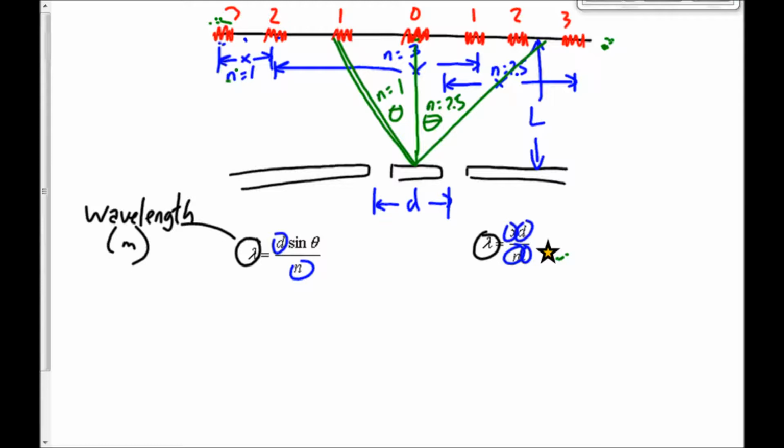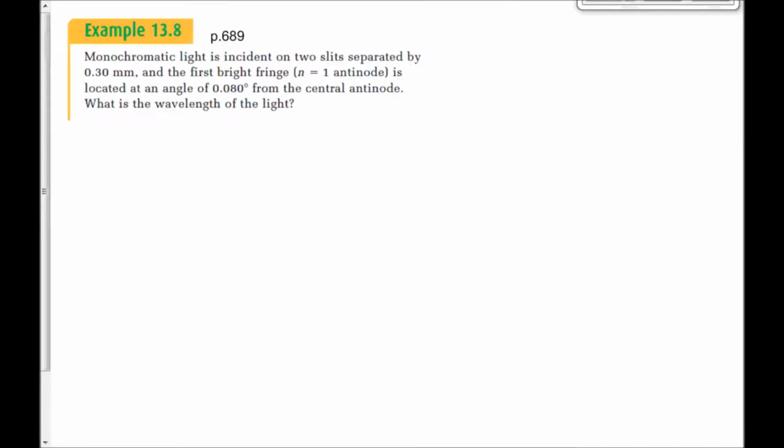This equation right here, the one with theta, the one with the angle, will always work no matter what. You got that? So if in doubt, go with this one. But 95% of the time, this one's going to work as well. When it doesn't work, I'll point that out so that you know. All right, let's take a look at an example here.